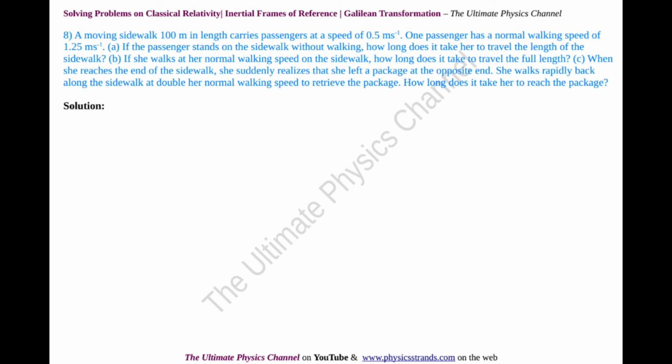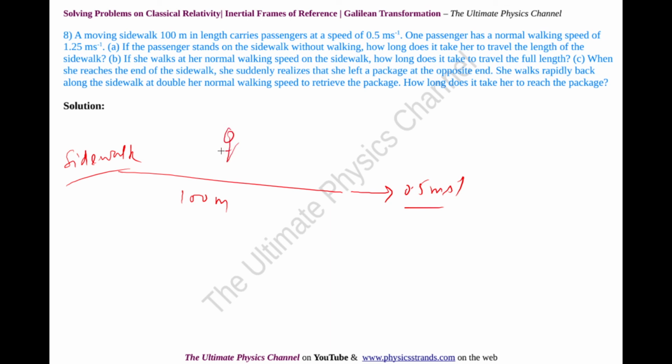The next question: a moving sidewalk, 100 meters in length. Let's call that the sidewalk. It carries passengers at a speed of 0.5 meters per second. So the motion of this is about 0.5 meters per second. One passenger has a normal walking speed of 1.25 meters per second.